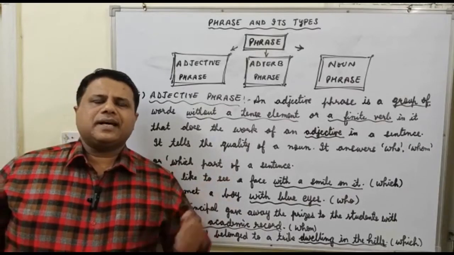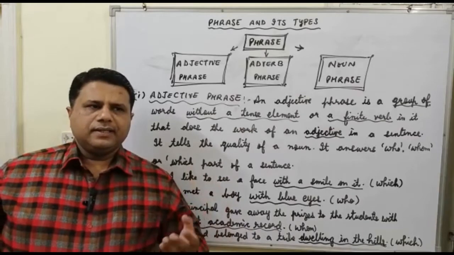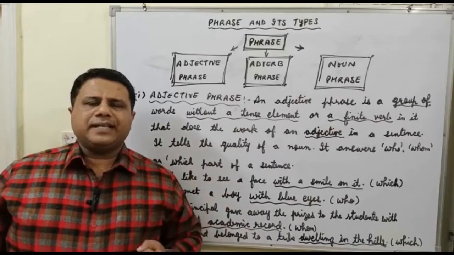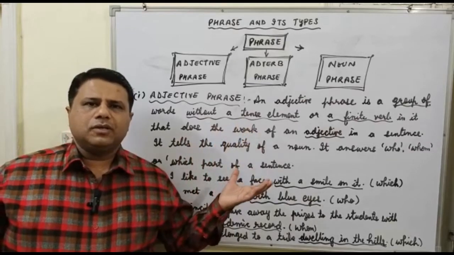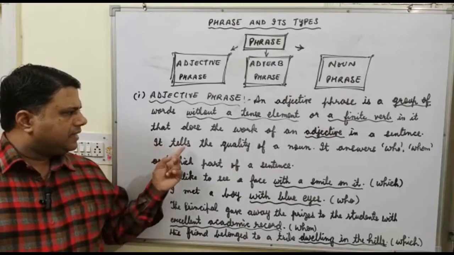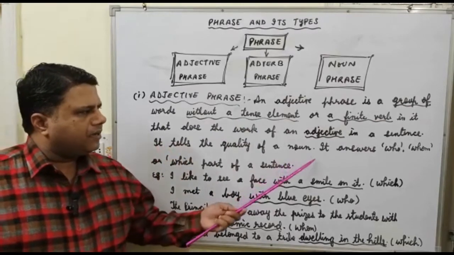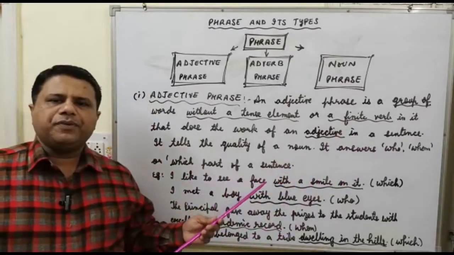Obviously, it tells the quality of a noun, right? It gives us the answer of who, whom, or which. These are the functions of an adjective in a sentence. Now, obviously, the adjective phrase will also perform the same function. It means an adjective phrase tells the quality of a noun. It answers the who, whom, or which part of a sentence.